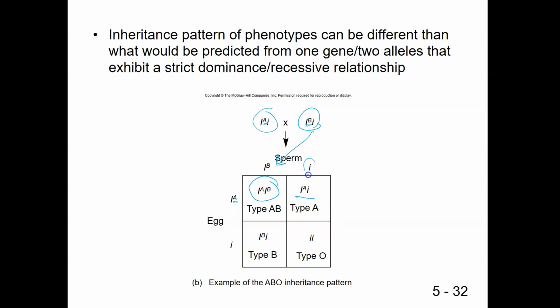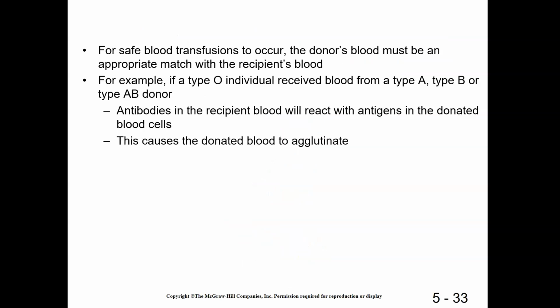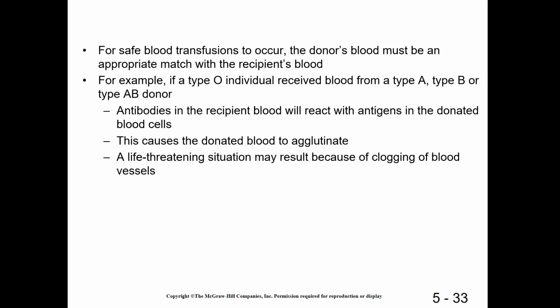This one's type A, all right? This one is type B, and then type O. So it's possible with heterozygous parents for offspring to represent all four blood types actually. So why is this important? Well, for safe blood transfusions to occur, the donor's blood must be appropriate to match the recipient. Type O, it turns out, can be received by everybody, because type O does not react with proteins present in the recipient's blood. We don't need to go into all of that.